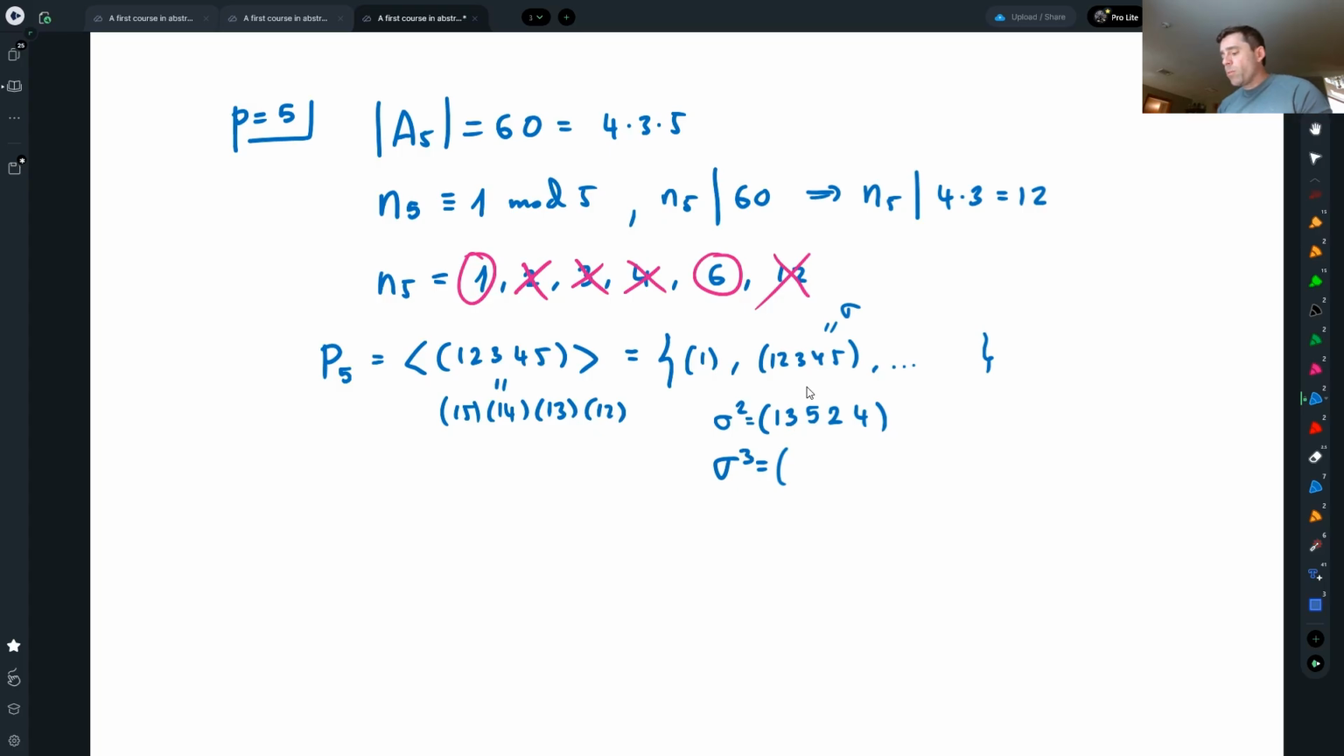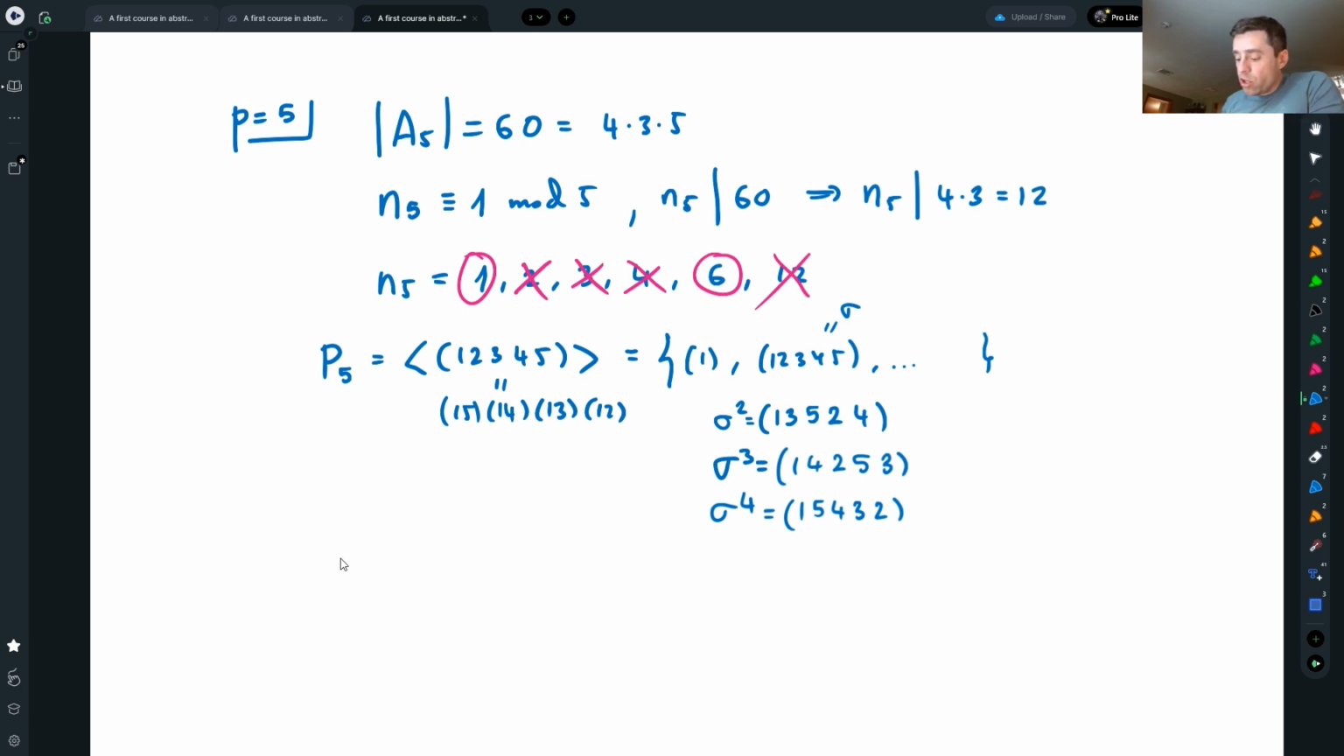What happens if I do the cube? To find out what sigma cubed is, I have to use this one, but instead of skipping 1, which is sigma, or skipping 2, which is sigma squared, I have to skip 3. So 1 goes to 4, 4 goes to 2, 2 goes to 5, and 5 goes to 3. And finally, sigma to the fourth is the inverse, so you just have to read it backwards: 1 goes to 5, 5 goes to 4, 4 goes to 3, 3 goes to 2, and 2 goes to 1.